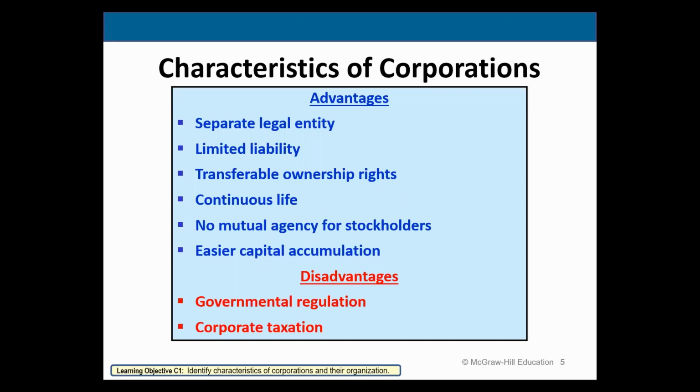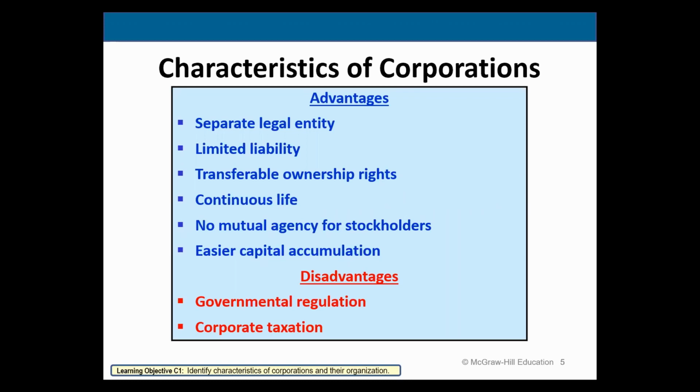No mutual agency for stockholders. Stockholders that are not officers or directors of the business do not have the power to bind the corporation to contracts, referred to as a lack of mutual agency. So they can own the company, but they can't commit the company to anything, as long as they're not the officers or managers of the company. And an easier capital accumulation. Buying stock is attractive to investors because of these above advantages, which help corporations to accumulate large amounts of money.